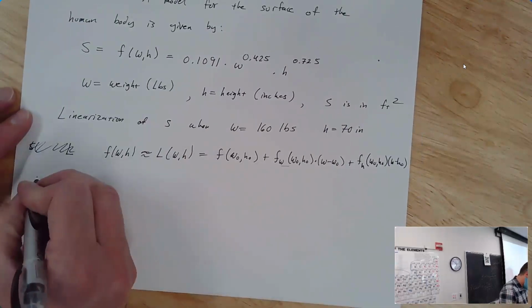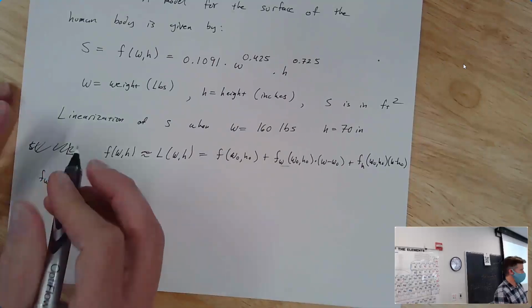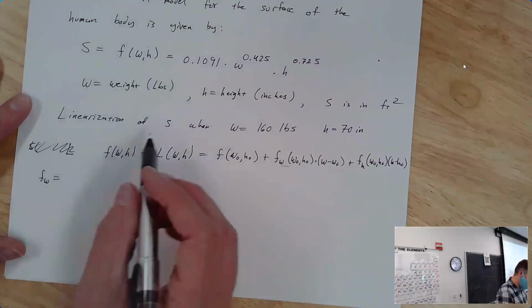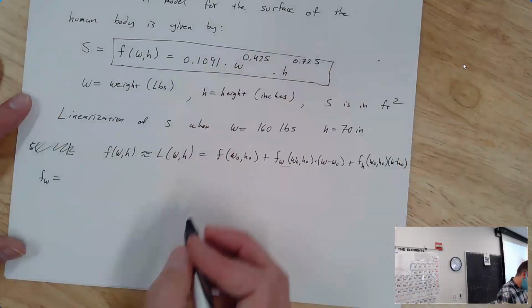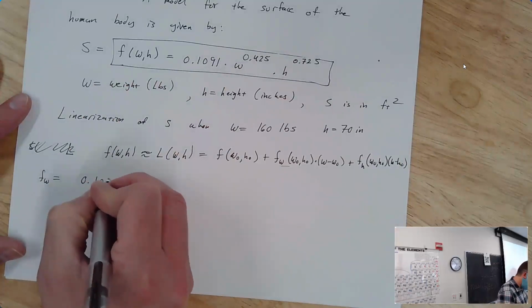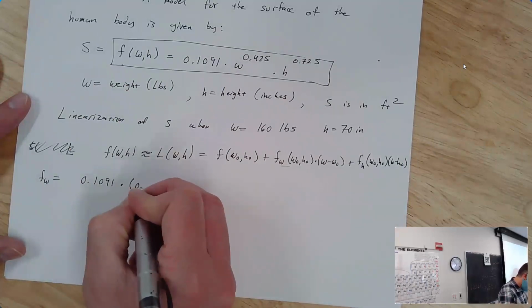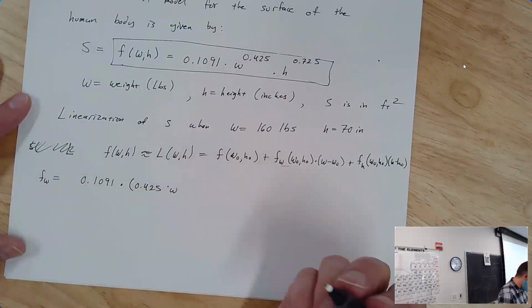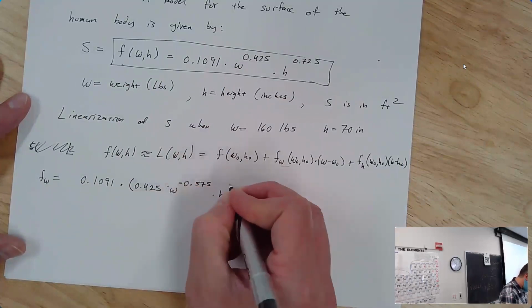All right, so I'm going to find the mixed partials. Sorry, not the mixed partials, pardon me. Sorry, just the partial derivatives. No mixed partials here at all. Excuse my misspeaking there. I'm going to find the first partials. S_W, so I'm going to take the derivative of this with respect to W. So I'm going to get 0.1091. The derivative of something to a power is just that power times the something to the one less power. Then 0.425 minus 1 is negative 0.575 times H to the 0.725.